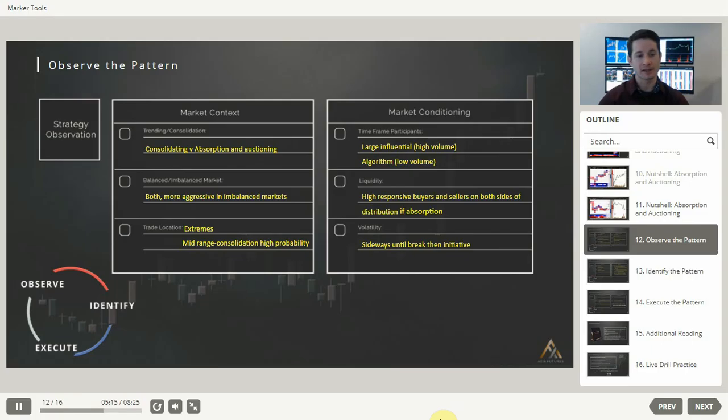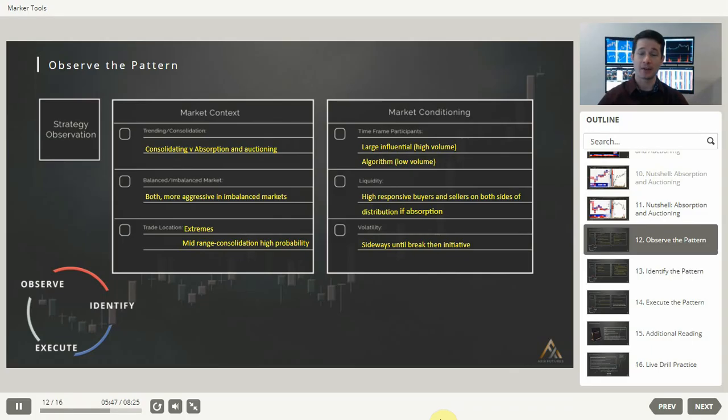Okay, now obviously in terms of trade location, in terms of market context, we do tend to see the strategy work better at extremes. Okay, why? Because at the extremes, once we get that break just after the absorption, we do tend to get follow through as liquidity becomes slightly less on the breakout of previous days' highs and lows. Obviously do bear in mind we do get the absorption auctioning occurring mid-range sometimes.